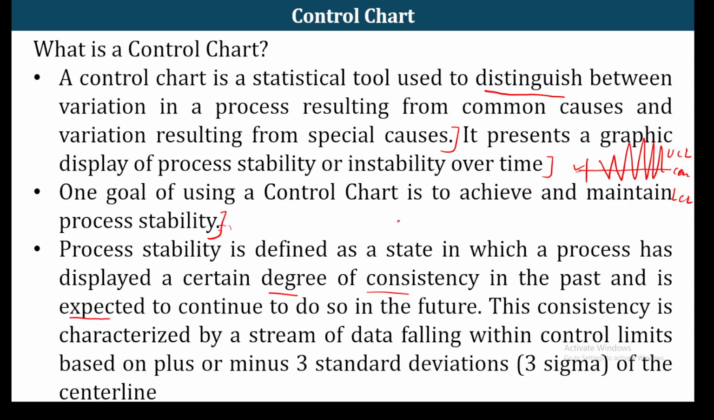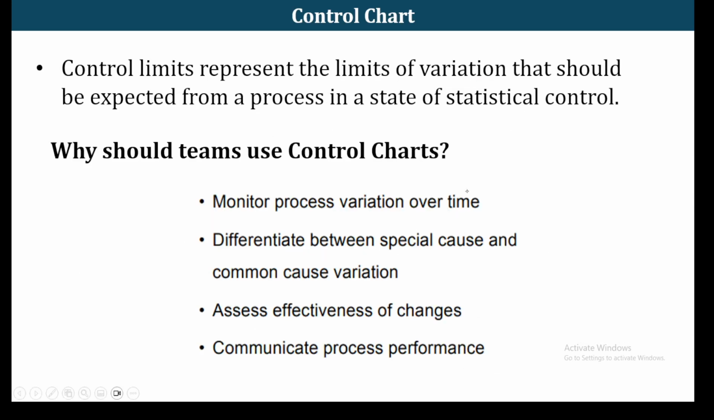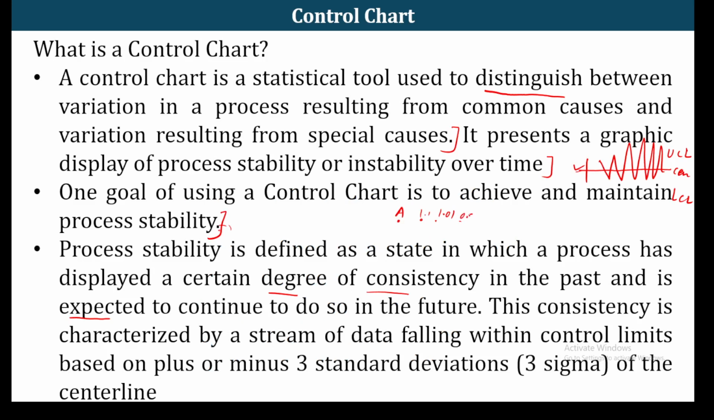Let's say the first value is 1, the second is 1.1, maybe 1.01, or maybe 0.999. So it is a degree of consistency in the past, expected to continue in the same way in the future. This consistency is characterized by a stream of data falling within control limits based on plus or minus 3 standard deviations, 3 sigma. Earlier we had 2 sigma, 3 sigma, but usually we go for the 3 sigma deviation.